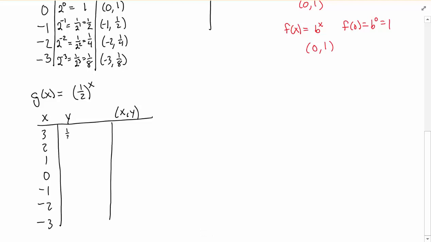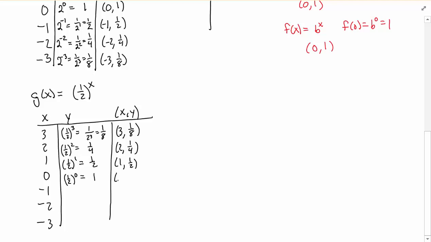So this is going to be 1/2 to the third for x equal to 3, which means I'm going to have 1 cubed, which is just 1, over 2 cubed, which is 8. So 3 comma an eighth is a point on that graph. For x equal to 2, I'm going to have 1/2 squared. That's 1/4. So 2 comma a fourth. For x equal to 1, I'll have 1/2 to the first, which is just 1/2. So 1 comma 1/2. Here's the 0, 1/2 to the 0. That's just 1, so we can see again that 0 comma 1 is on that graph.